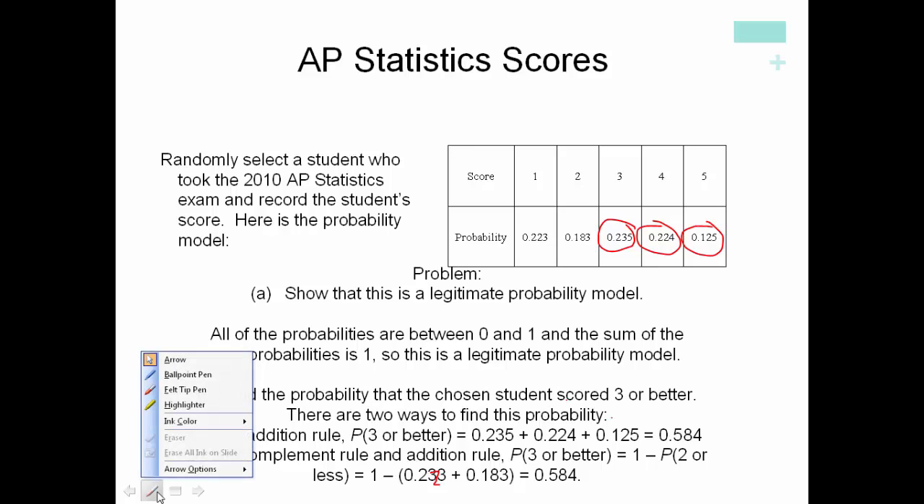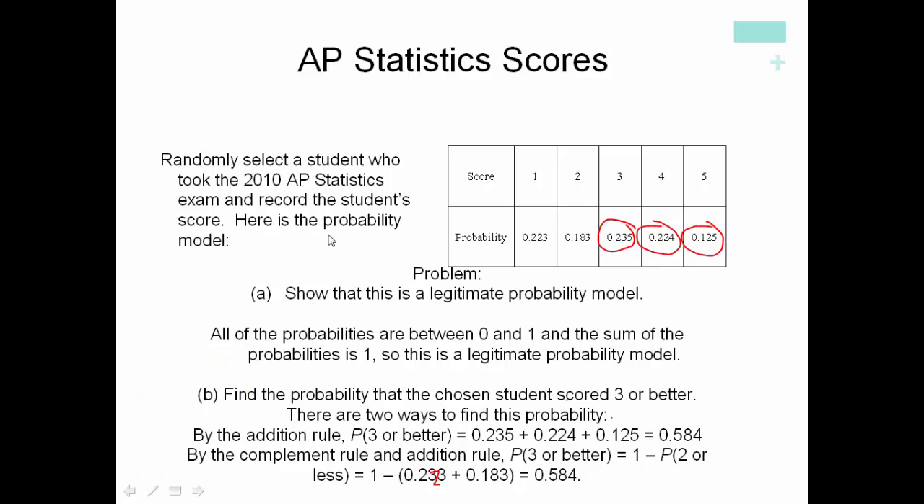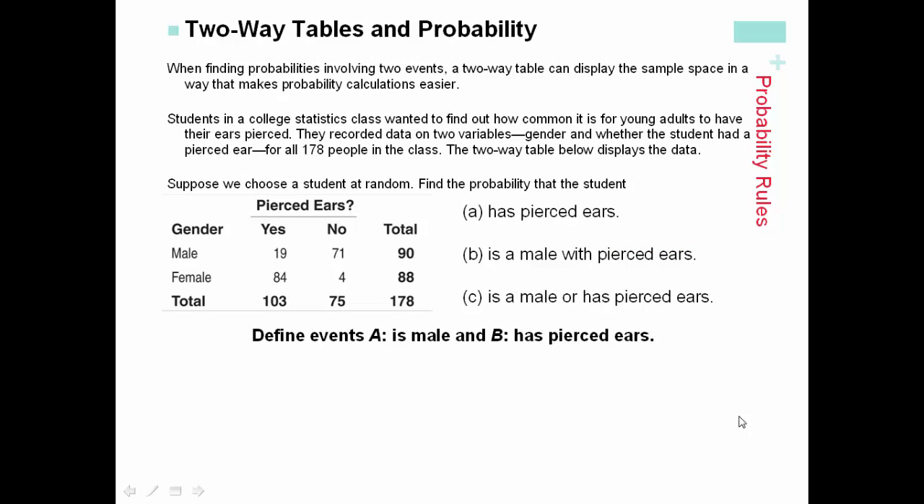In our next example, we take a look at the 2010 AP Statistics exam recording the students' scores. Here's the probability model. We show first it's a legitimate model, so we add all the numbers together. We find that it has a total probability of 1. If we want to find the probability the chosen student scored 3 or better, we can do this in two ways. We can add the three numbers I have circled together, which equals 0.584, or we can use the complement rule, 1 minus the probability of 2 or less. So we would take 1 minus the probability of these two numbers added together, and it would equal the same amount, 0.584.